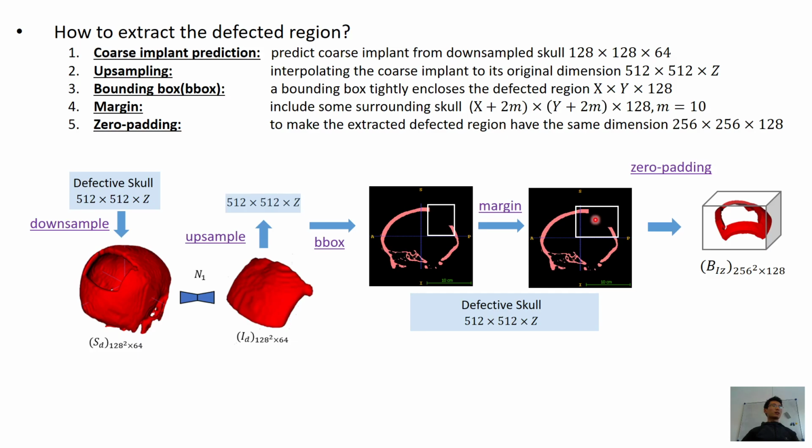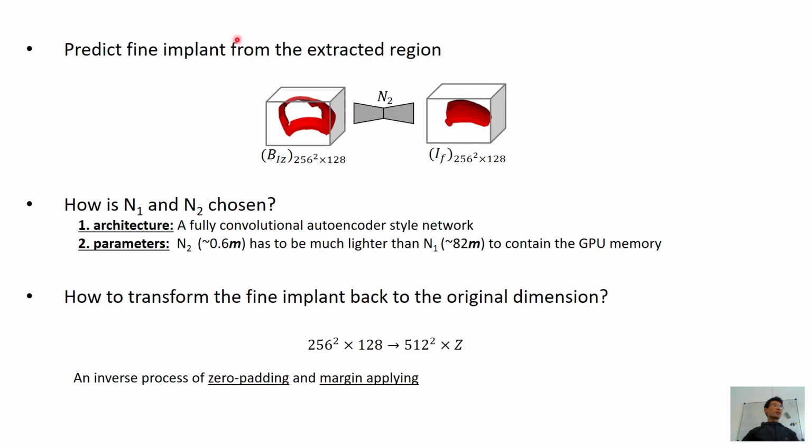Considering that the size of the bounding box are different, we apply zero padding to each bounding box so that they can have a uniform dimension. Finally, we train another network N2 on the extracted region to learn fine implant directly.